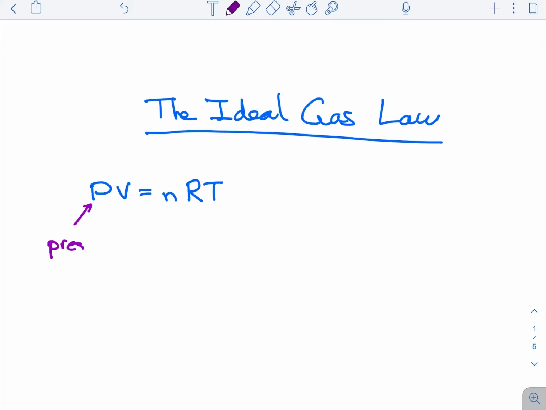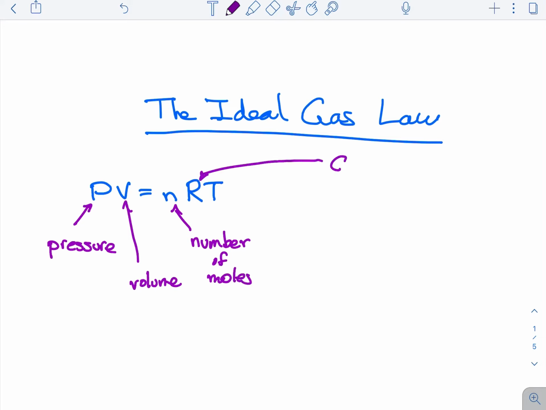Anyway, so the P here is the pressure. The V is the volume. N is the number, get it? N, number of moles. R is the gas law constant. We're going to have to deal with that, but I'm going to come back to that in just a second. The gas law constant, and then T is the temperature.